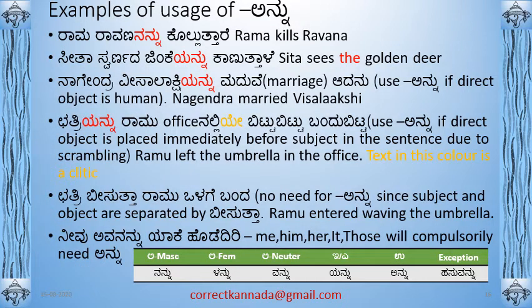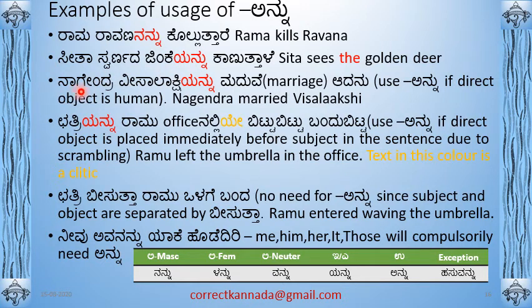Okay, some more examples, maybe slightly complex examples. Rama Ravananannu kolluttare. Rama kills Ravana. So Ravana is your object, Ravananannu. We have seen enough examples of this. Sita Swarnada Jinkeyannu kanuttale. Sita sees the golden deer. That's why Jinke. Jinke is A ending, so Jinke, and I think we saw an example with Jinke.